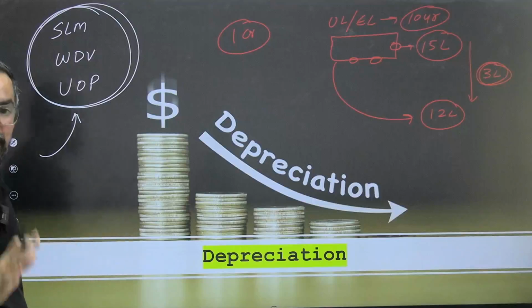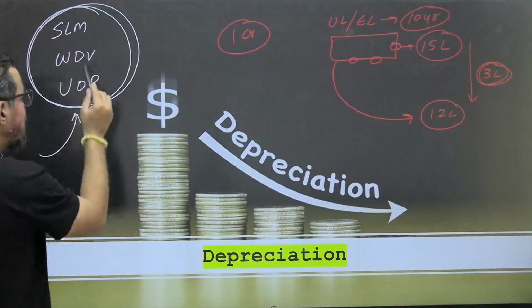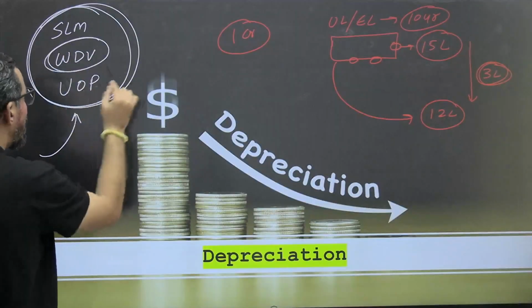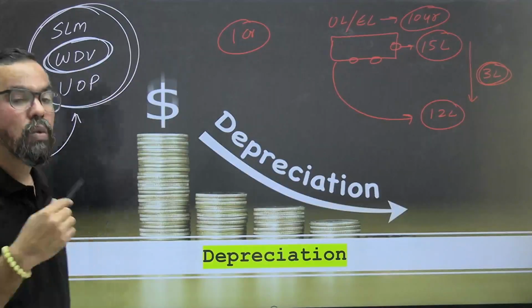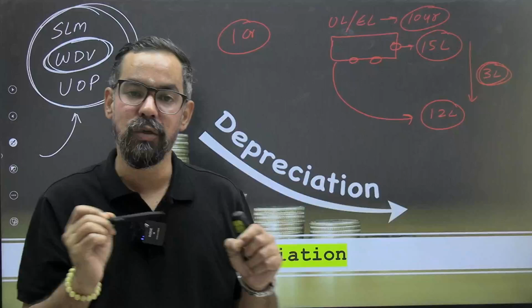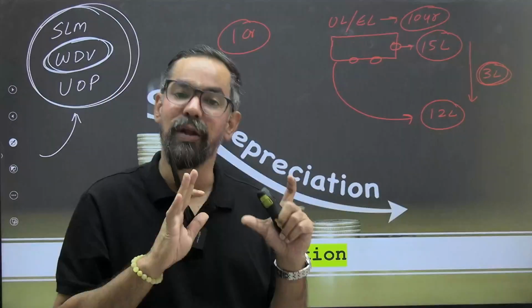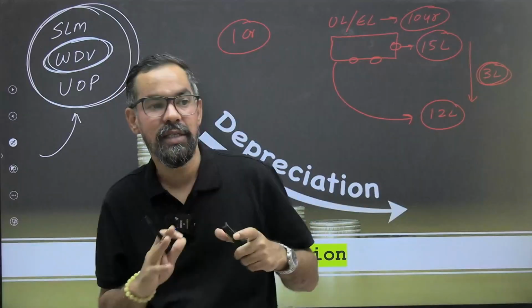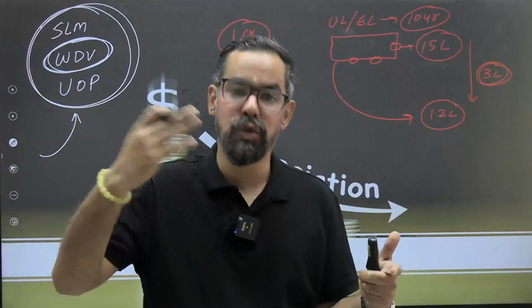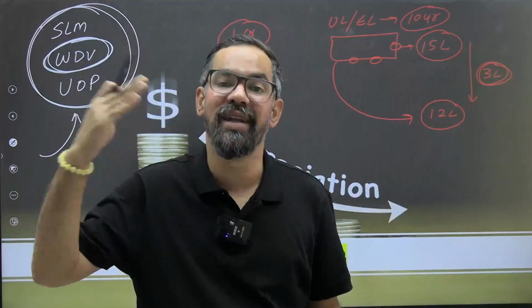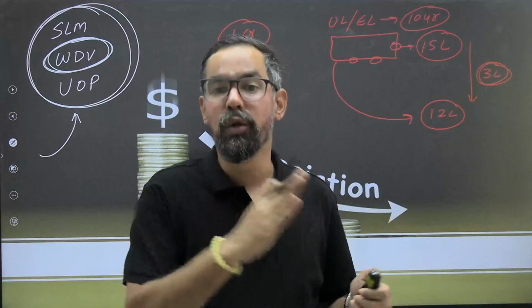And out of these three methods, most of the time you'll see questions around the written down value method, because most of the companies generally use the written down value method or diminishing balance, which generally says assets in the beginning of their useful life produce more, so the depreciation amount should be at a higher rate compared to the later years.